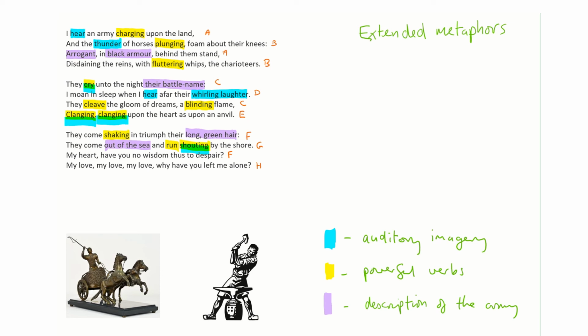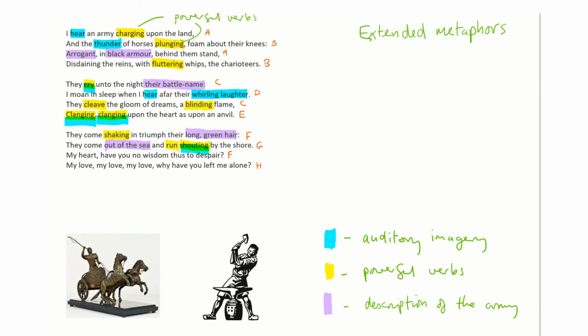So all the descriptions of the army, yes, they are descriptions of an army, but perhaps this army itself represents something else, represents the speaker's feelings of sadness and despair. Okay, and then just last of all, I'm going to add in a couple of additional annotations which recap some of the things we've talked about so far. So here an army charging upon the land, and the thunder forces plunging. So charging, plunging, both very sort of powerful verbs that convey the sense of the army's power.